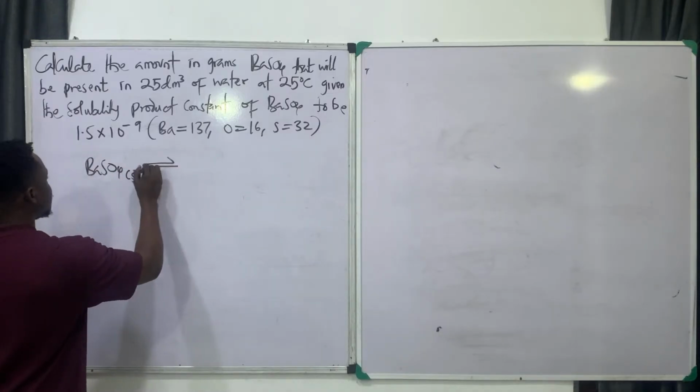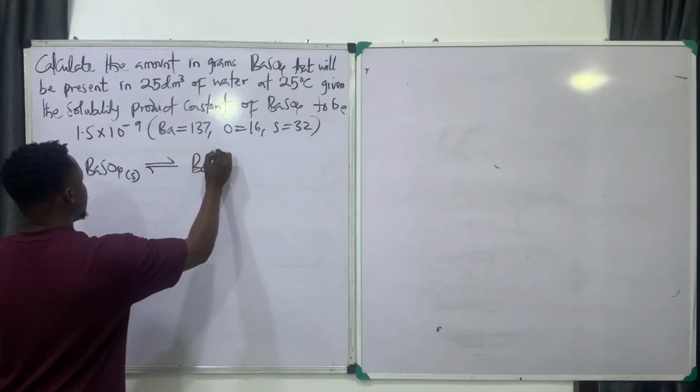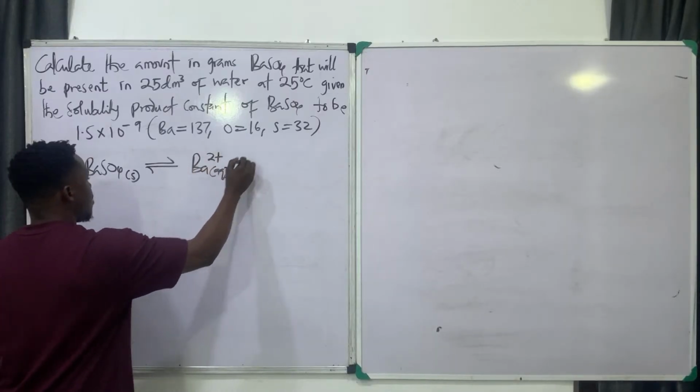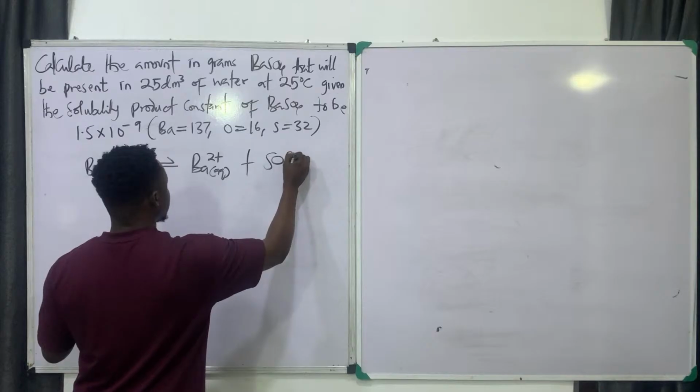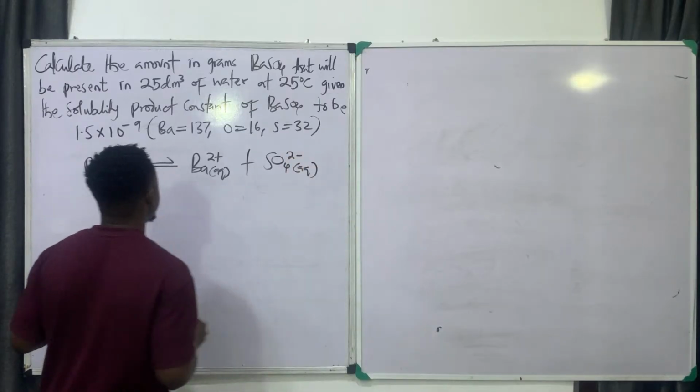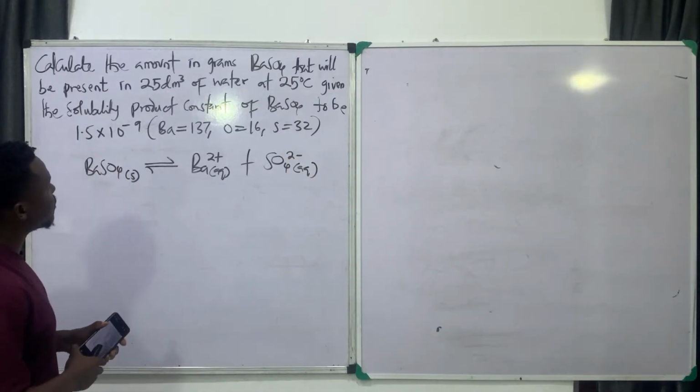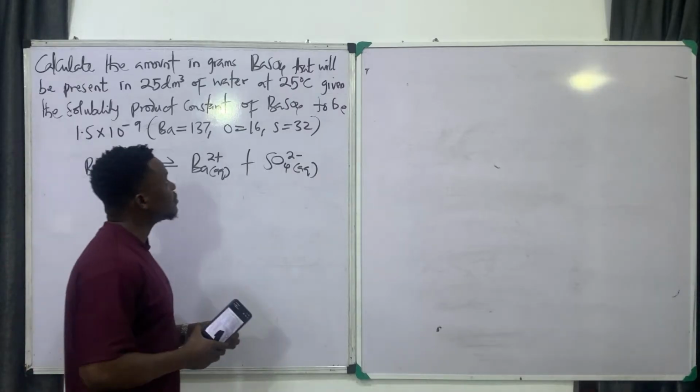Now we're going to dissociate this guy. We have Ba²⁺ and SO₄²⁻. They're asking us to solve for the amount in grams of barium sulfate.